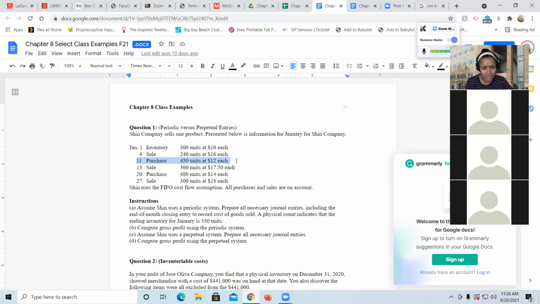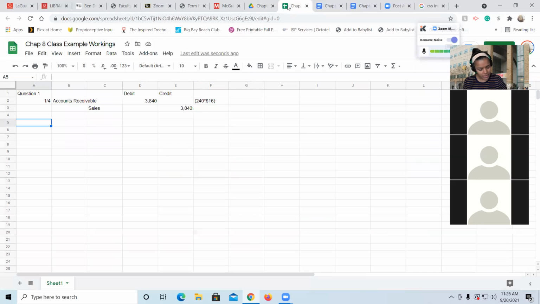The purchase is for 450 units at $12 each. So it's $5,400. And we are not debiting inventory because this is the periodic method. So we're going to debit purchases for 5,400. And you remember the question said that all purchases and sales are on account. So because all purchases are on account, we're going to use accounts payable. And that's also for 5,400.